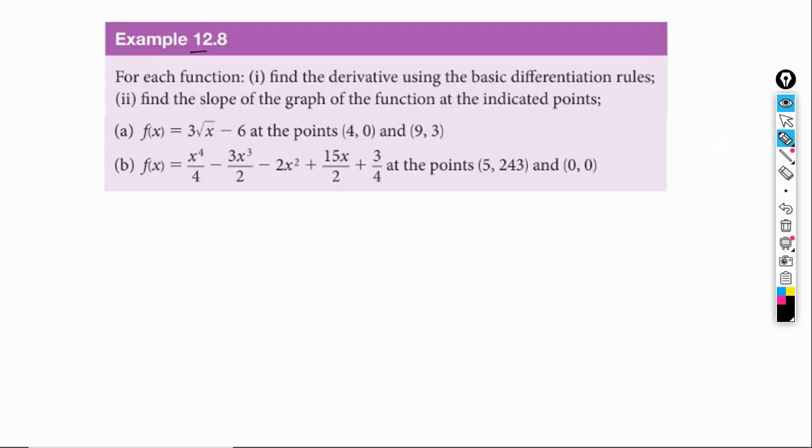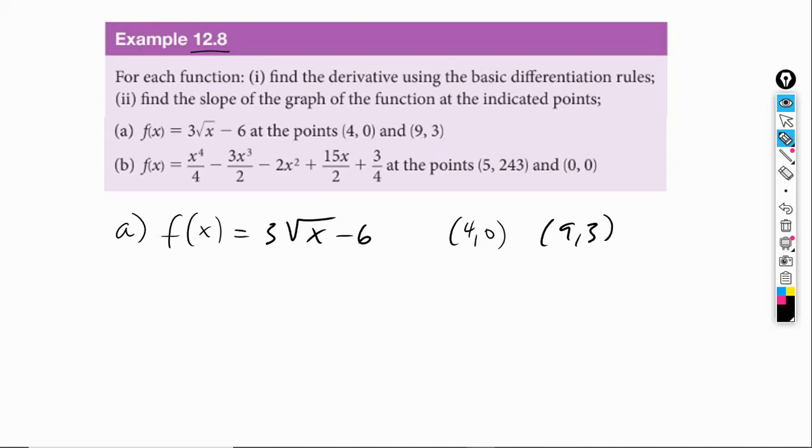So very well, here we are on example 12.8, and it says for each function, 1, find the derivative using the basic differentiation rules, and 2, find the slope of the graph of the function at the indicated points. So let's start with A, and it's f of x is equal to 3 square root of x minus 6, and they want us to find the slope at the points (4, 0) and (9, 3). Okay, so the first thing to do here is identify the exponents of x. So notice that we can rewrite this as 3 times x to the power of 1/2 minus 6.